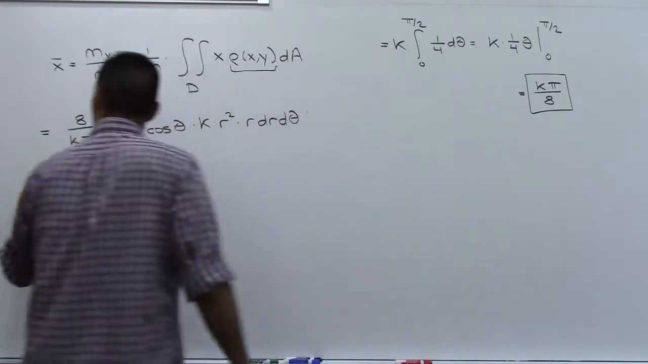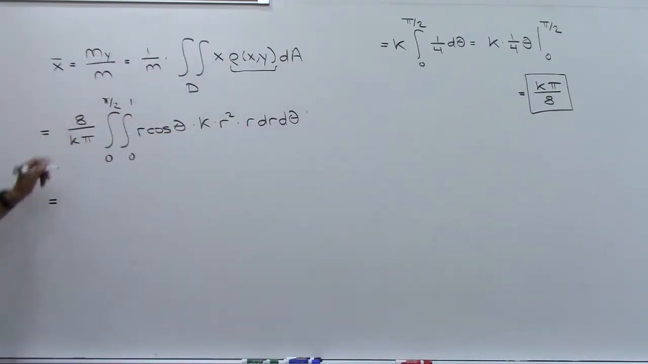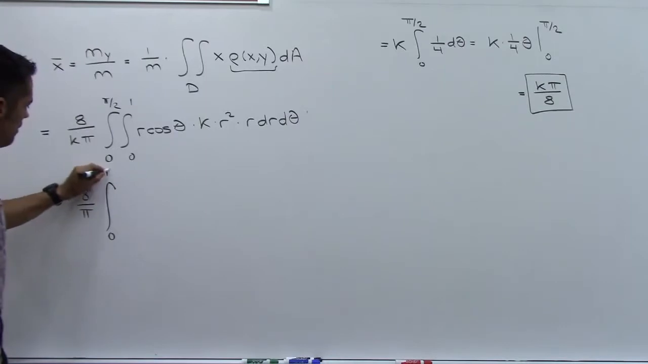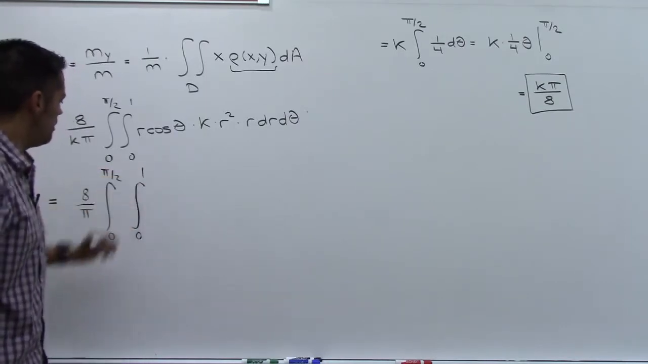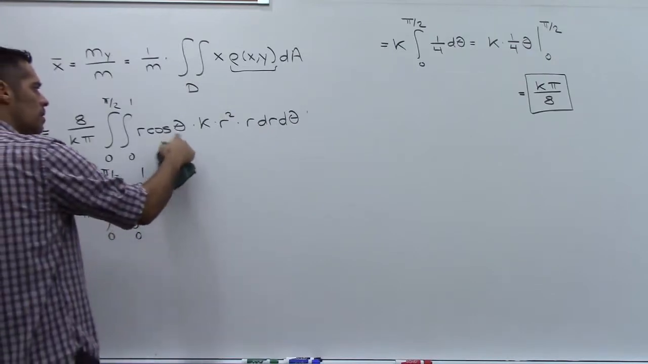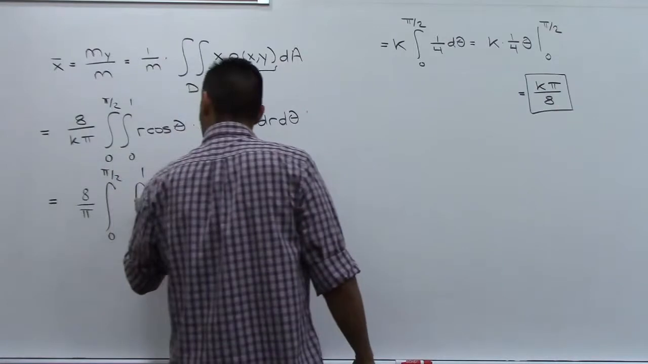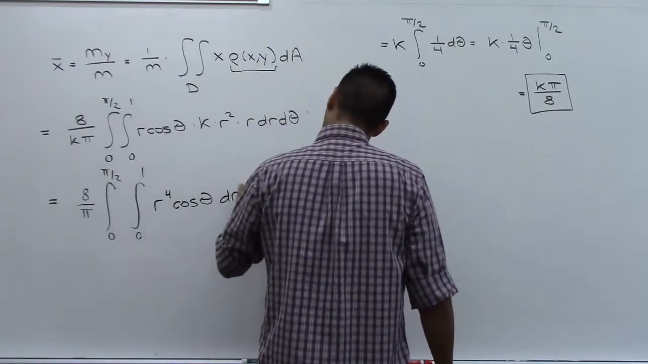Let me clean this up. This k is a constant, can come out of the double integral and cancel with that k. So we get 8 over pi, integral from 0 to pi over 2, and then integral from 0 to 1 of, let's see, we have cosine theta, we have r to the 4th. So I'm going to put r to the 4th cosine theta, dr d theta.